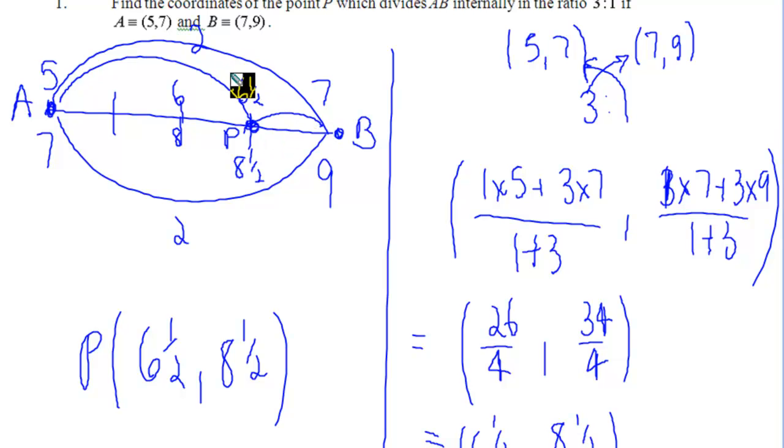So 6.5 is the x coordinate, and again, it's two units there, so I split into 4 parts, which means every part is a half. So 7.5, 8, 8.5. And there's my y coordinate: P must be on 8.5. So I get the same point whether I use the formula or do it by splitting it up.